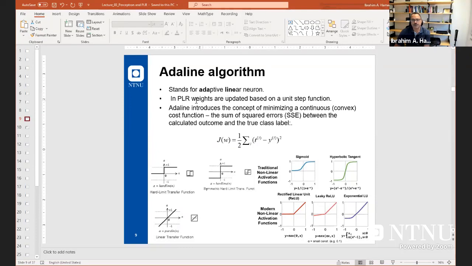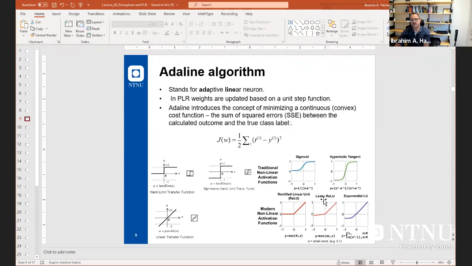So we use PLR, in the case of perceptron learning rule, where weights are updated based on a unit step function. But the adaptive linear unit introduces the concept of minimizing a continuous cost function. We have a continuous cost function, and it's convex because it's squared, so we will be sure that we will reach a minimum value. It could be global, it could be local; there is no guarantee which, but anyway, we will reach a minimum value. This cost function will be the sum of squared errors between the calculated outcome and the true class label, so it's the difference between target and output.